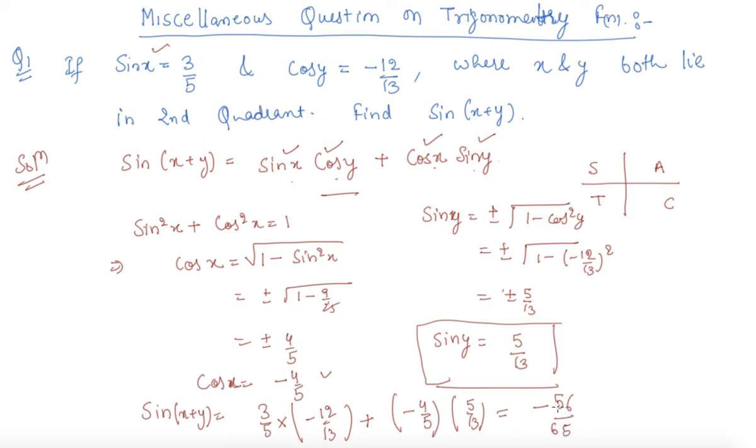Students, in this way you can find the value of any trigonometric function by remembering in which quadrant the function is lying and by using the formulas. These are the types of miscellaneous questions. Now let's move to another question.